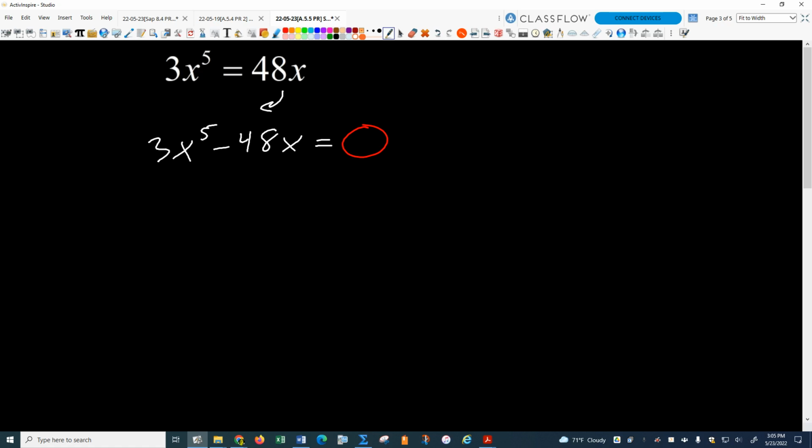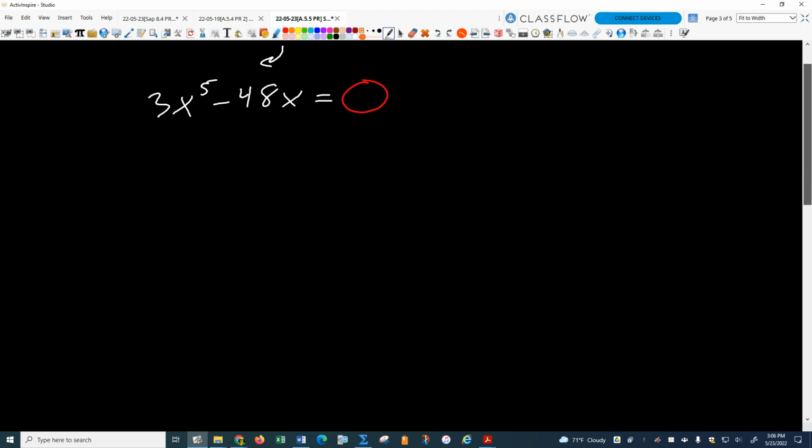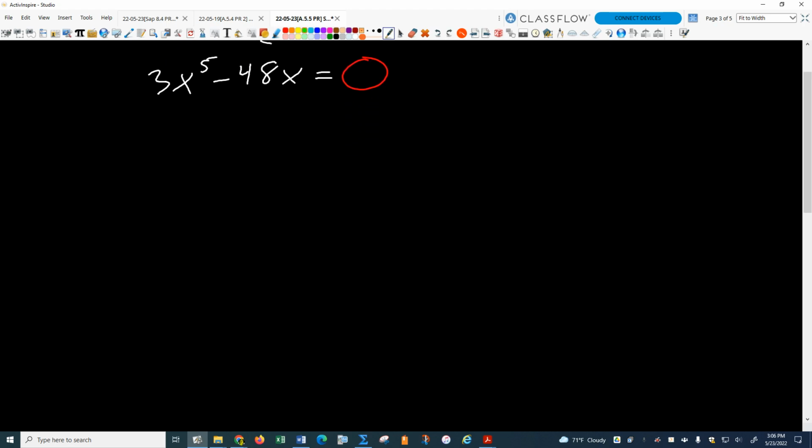Okay, now what? Now we got to factor, right? When we're factoring, what do we always try to do first when we factor? What do we always try to do? It doesn't always work, but we always want to try to do something. Greatest common factor. Yeah, we want to see if we can undistribute a greatest common factor. Okay, can I? Is there a GCF here I could undistribute? Yeah, I could take out a 3x, couldn't I?